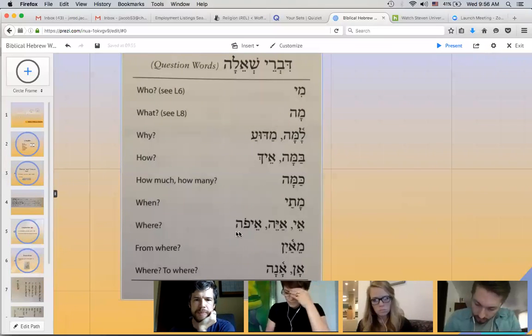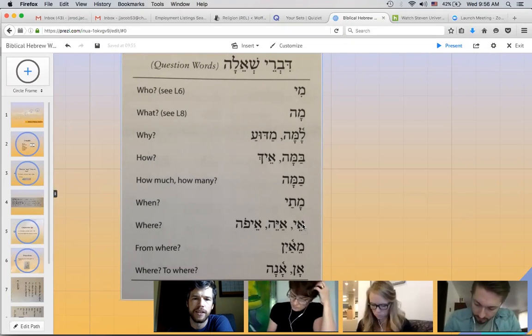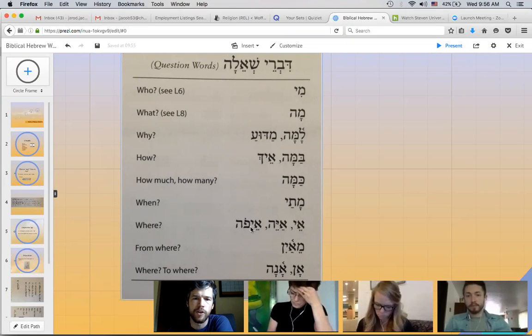All three of these mean where. You'll notice they have something in common. The aleph and the yod are found in each of them, right? Aleph yod, aleph yod, aleph yod. There's just longer ways of saying where. They mean exactly the same thing. It's just a stylistic issue. So a, ye, and a fo.